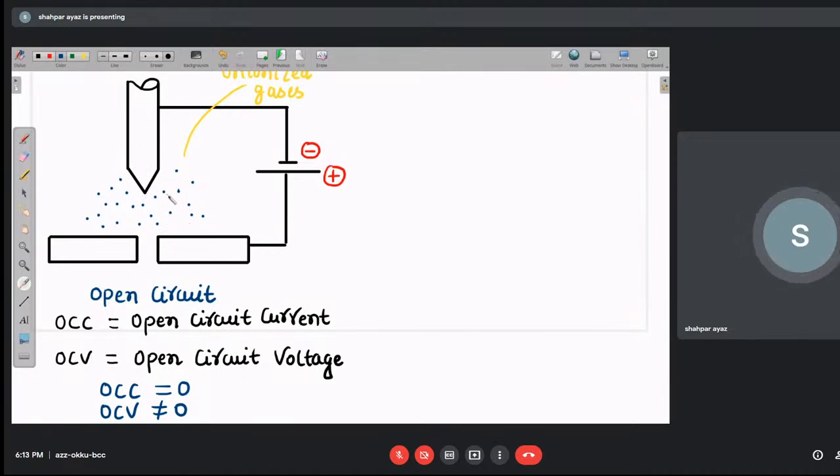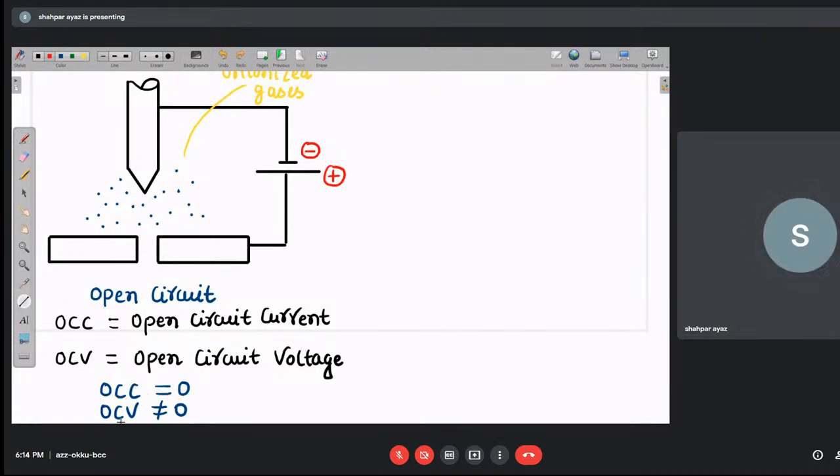Why zero? Actually, current is the flow of electrons, and electrons flow only in the ionized medium. That's why. Clear? So open circuit current is zero. So open circuit current does not play any role because it is zero, so we do not consider this open circuit current in the numericals. Its value is zero.